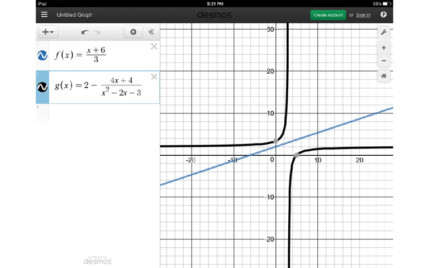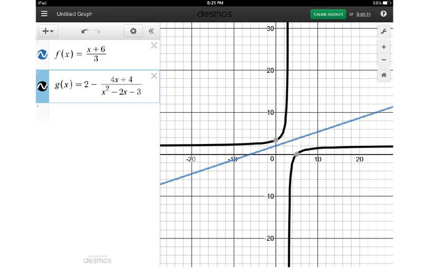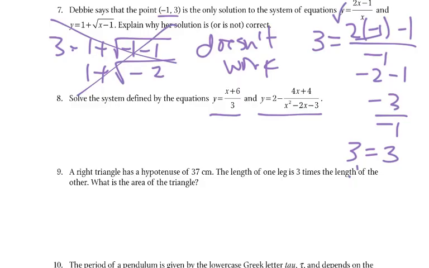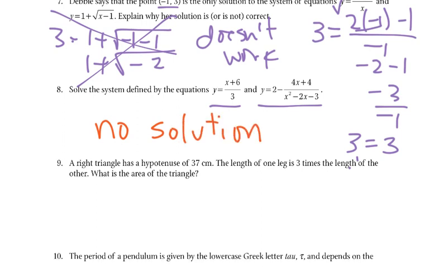Alright, so I graphed it and we noticed a few things. First of all, this rational has those asymptotes, right? And it jumps. So the way this graph is set up, it actually will never touch. Okay, so we would say that there is no solution because they never intersect. If they never intersect, they never have a solution.